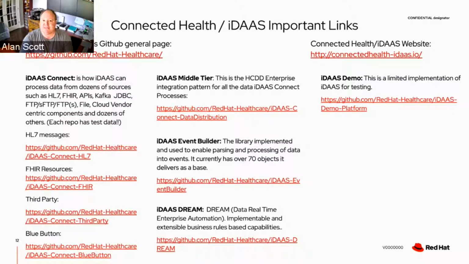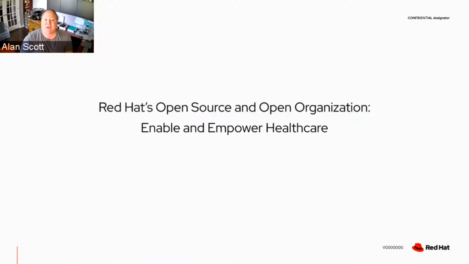How many places does it need to go? Or do we notify the patient? Do we notify a consumer engagement hub? How do we do those things? That's where this IDaaS Dream component will fit in for us, because it will enable a healthcare organization to do things dynamically in a quick manner. But as you've heard about all those things that we have built or are building for IDaaS, the key thing to note is our open source and open organization construct is all about enabling and empowering healthcare with IDaaS.